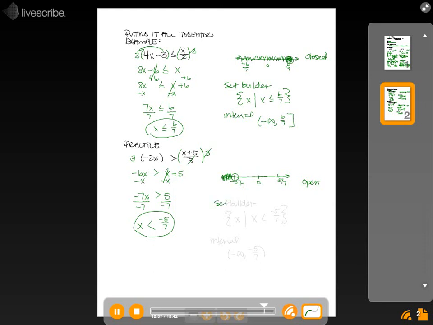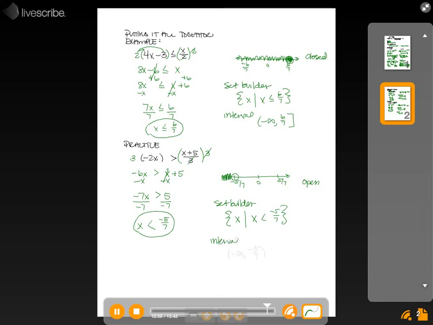We need to write our notations now. The first one is set builder. Okay, we've already pretty much set that one up because we've simplified our inequality. So we do a curly bracket, an x, draw a line, simplified inequality with the variable on the left. X is less than negative 5/7. There's our set builder notation.